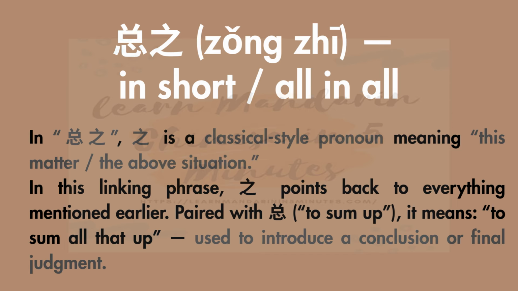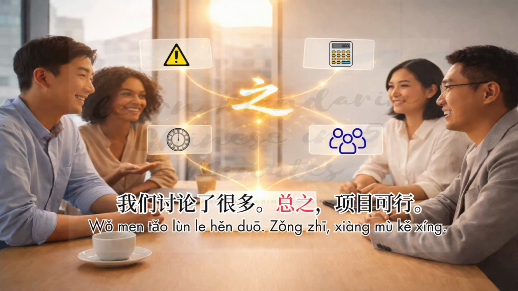In this linking phrase, 之 points back to everything mentioned earlier. Paired with 总 means to sum all that up, used to introduce a conclusion or final judgment. 我们讨论了很多，总之项目可行。We discussed a lot. In short, the project is feasible.